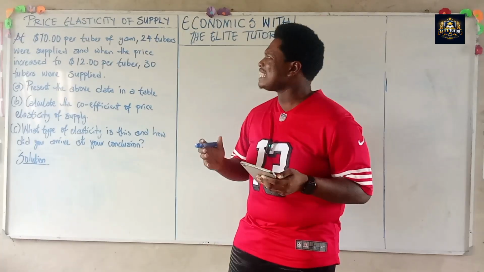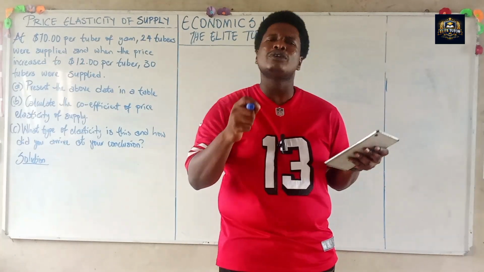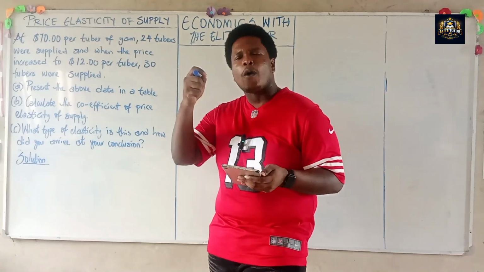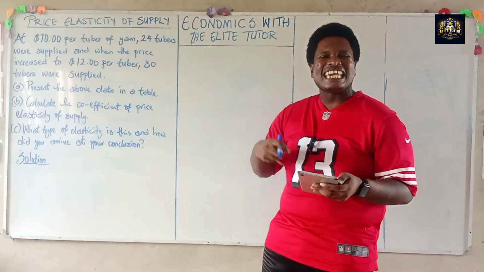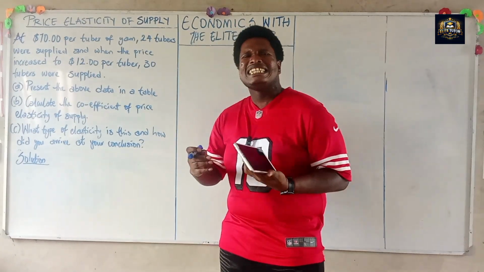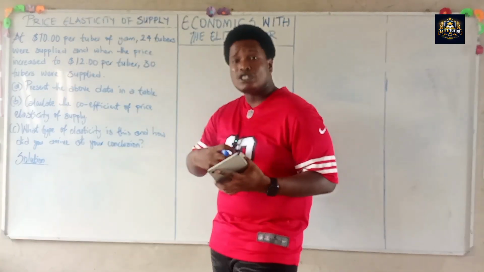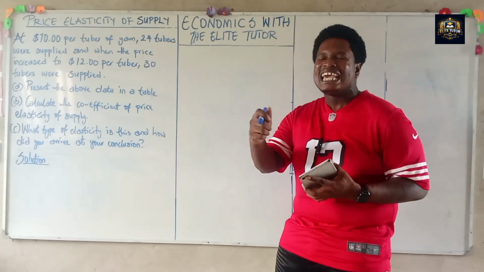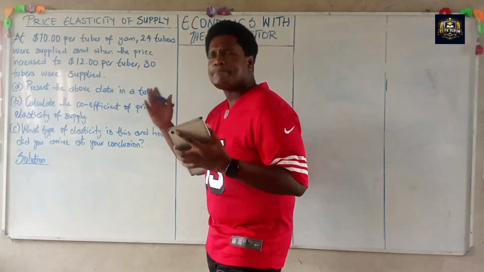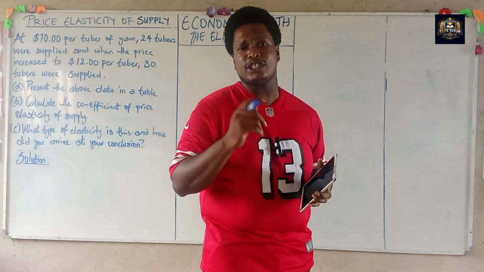Now, when we say price elasticity of supply, we are looking at the degree of responsiveness of the quantity supplied of a commodity to changes in price. We are simply looking at the quantity of goods that a producer is willing to supply in relation to price. We are going to be looking at three types of price elasticity of supply.